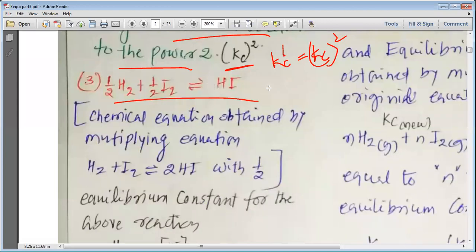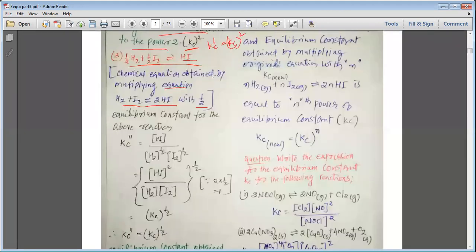The original reaction was H2 plus I2 gives 2HI. If we multiply it by 1 by 2, we will get 1 by 2 H2 plus 1 by 2 I2 is equal to HI. This chemical equation is obtained by multiplying the original equation by 1 by 2. Now, if we want to write the equilibrium constant for this reaction, what should we write? We can write the new equilibrium constant, which we call Kc dash.